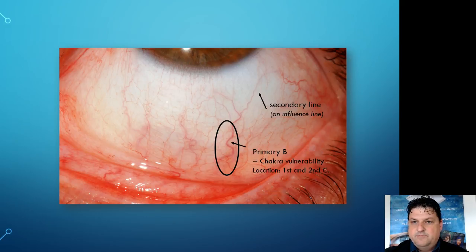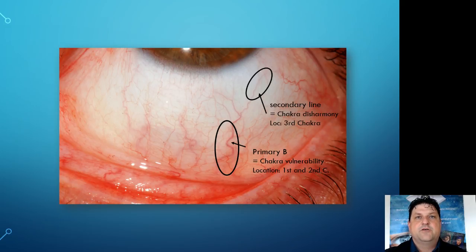Then we have here, excuse me a moment, I'm forgetting to drink some water. Then we have here the secondary line, right? Which we know is an influence line. It's bringing the influence of the first disharmony to the second area. Okay? It also means a chakra disharmony, but extending to other vibrational fields, other vibrational chakras.